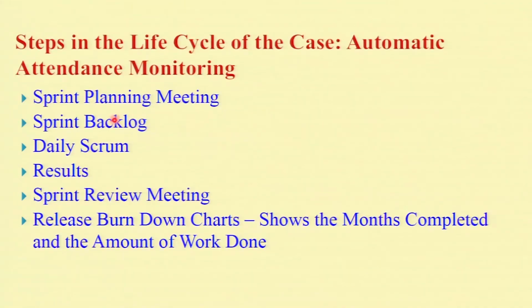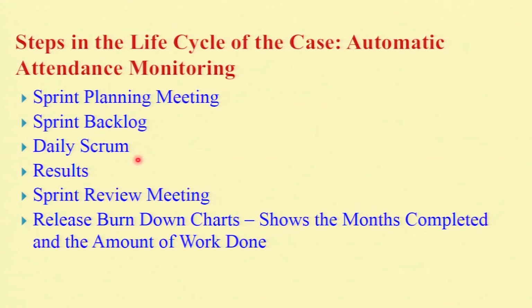So when you are going to give a minimum marketable feature, definitely you are supposed to have a sprint planning meeting. Before starting a sprint, we are supposed to have a sprint planning meeting. Then we are supposed to have a sprint backlog. What do you mean by backlog? If a particular feature has not been completed and is still pending, then that will get placed in the sprint backlog.